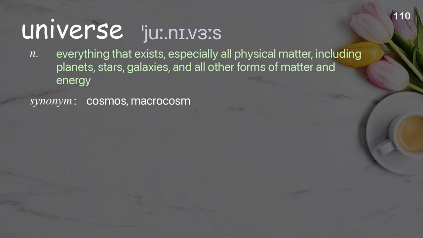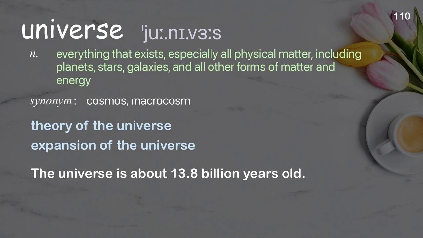Universe. Everything that exists, especially all physical matter, including planets, stars, galaxies, and all other forms of matter and energy. Examples. Theory of the universe. Expansion of the universe. The universe is about 13.8 billion years old.